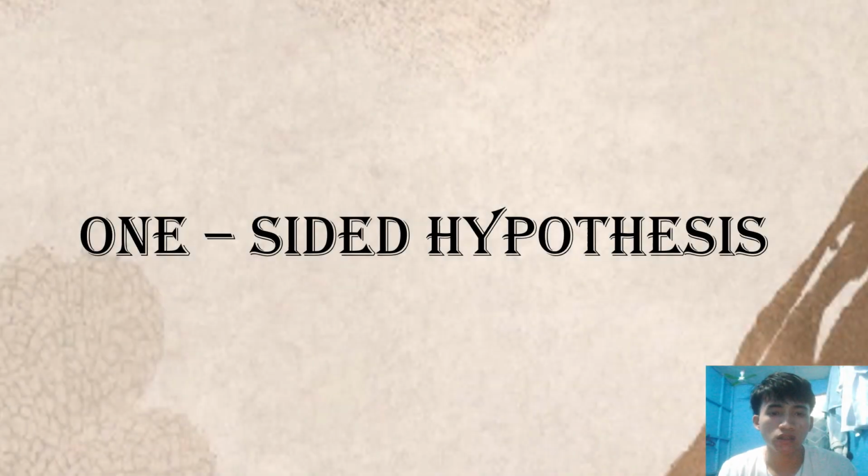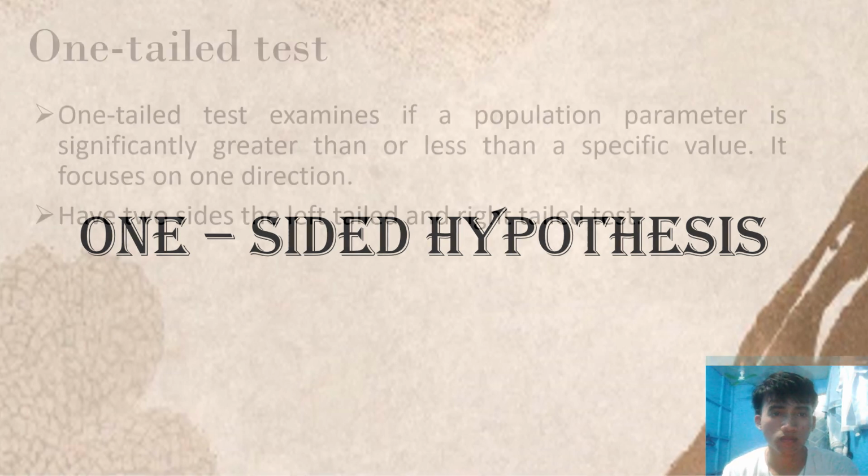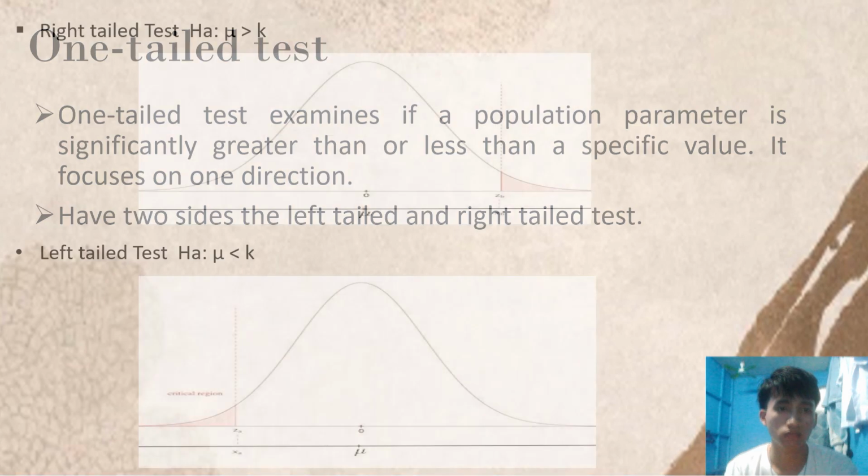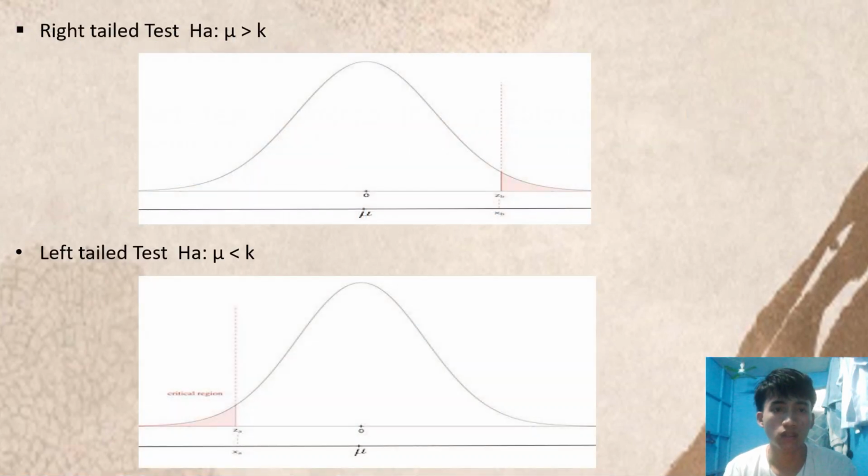So let's discuss the one-sided hypothesis. One-tailed test. A one-tailed test examines if a population parameter is significantly greater than or less than a specific value. It focuses on one direction. One-tailed tests have two types, the left-tailed and the right-tailed test. Right-tailed test if the alternative hypothesis of the population mean is greater than the value of the mean given. Left-tailed test if the alternative hypothesis of the population mean is less than the value of the mean given.